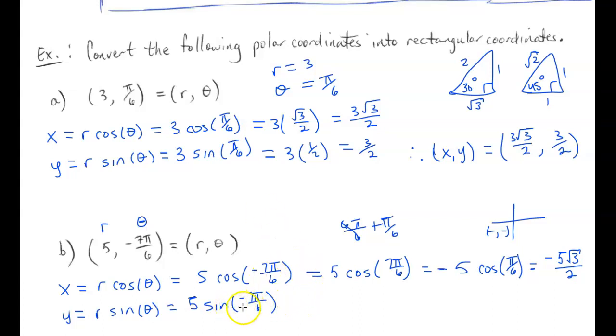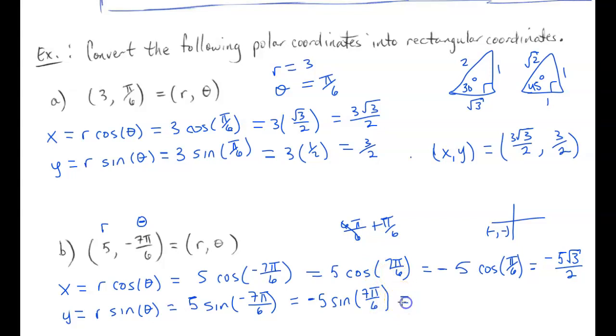We know that sine is an odd function. So one way that we could look at that, and I'm going to clean this up a bit because this looks a little funny. Okay, so we know that sine is an odd function. So this could be looked at as negative 5 sine of 7 pi over 6.